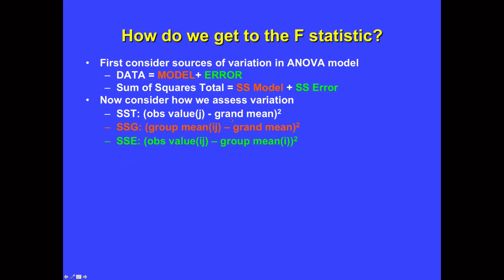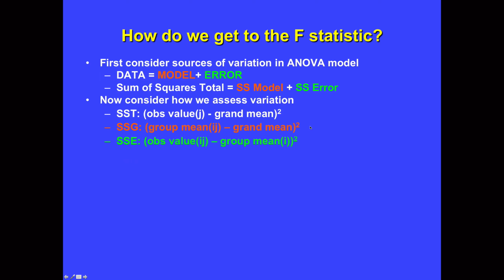So in the example we're using, we would be thinking about the difference between each observed value of systolic blood pressure and its difference from the overall mean blood pressure in the data set, and then you square that for each individual, and you sum those up across all individuals in the data set.